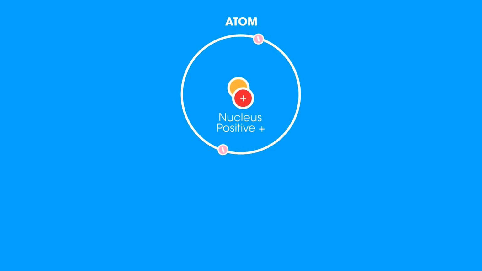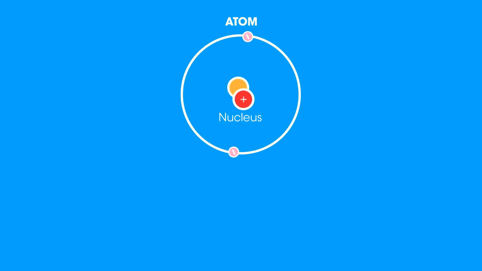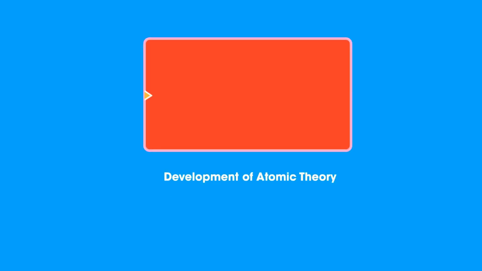Atoms have a positively charged nucleus made up of positively charged protons and neutrally charged neutrons, which is orbited by negatively charged electrons. The majority of the mass of an atom is found in the nucleus, and the typical size of atoms is 10 to the power -10 meters. To learn about how we discovered the existence of atoms and the structure of atoms, watch this video.